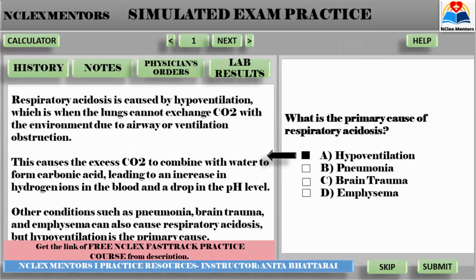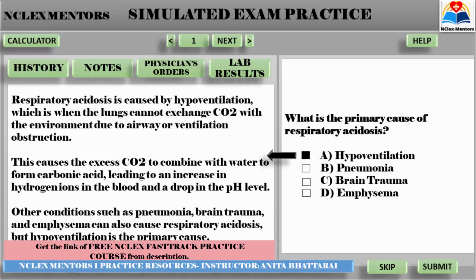The correct answer is A, hypoventilation. Respiratory acidosis is caused by hypoventilation, which is when the lungs cannot exchange CO2 with the environment due to airway or ventilation obstruction. This causes the excess CO2 to combine with water to form carbonic acid, leading to an increase in hydrogen ions in the blood and a drop in the pH level.